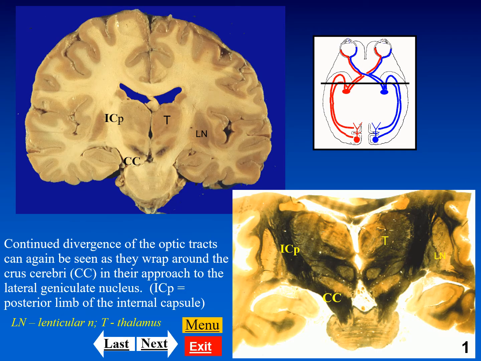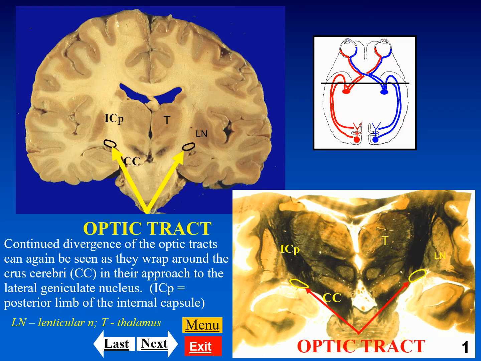So we'll continue to follow the optic tracts in these two coronal specimens as they diverge further from each other and are approaching their termination in the lateral geniculate nucleus of the thalamus. Note that the tracts have a fairly close relationship with the crus cerebri, also known as the cerebral peduncle of the midbrain, and that cerebral peduncle does have continuity with the posterior limb of the internal capsule, which we can see very nicely on this specimen, as it lies between the thalamus medially and the lenticular nucleus laterally.